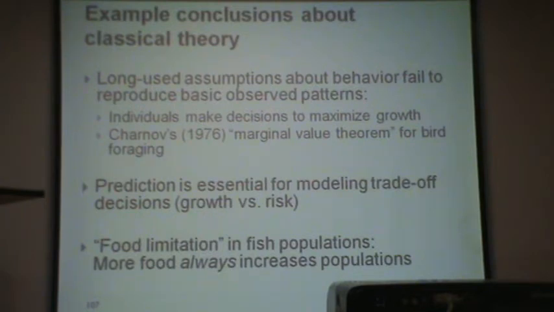In another experiment, there's this concept of food limitation that ecologists often refer to, and we found out that in our model there's no such thing, that even when food is extremely abundant, more food is still better.